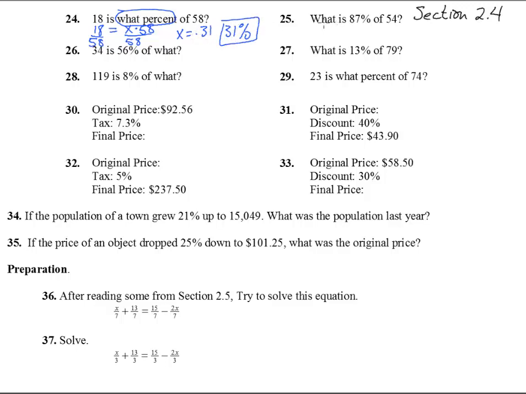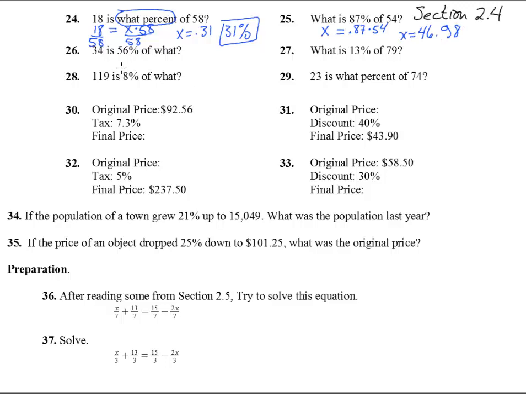Number 24. What is 87% of 54? Translating into math, 87% is 0.87, and of means times 54. 0.87 times 54 gives us 46.98. If you wanted to round that to 47, that might be close enough.